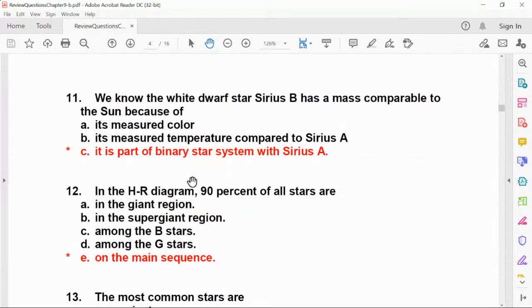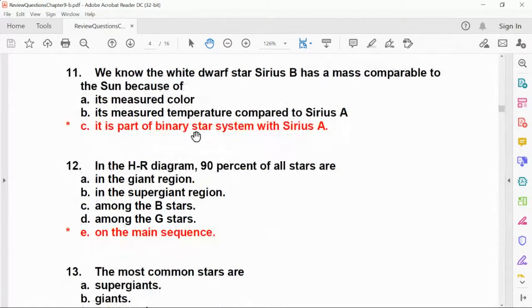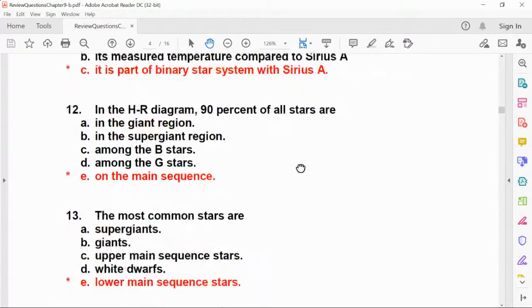Eleven, we know that the white dwarf Sirius B has a mass comparable to the Sun, because we cannot tell its mass directly, but since it is in a binary system, we can determine the orbital motion and the period and so on, and we can determine the mass because it is part of a binary star system with Sirius A.